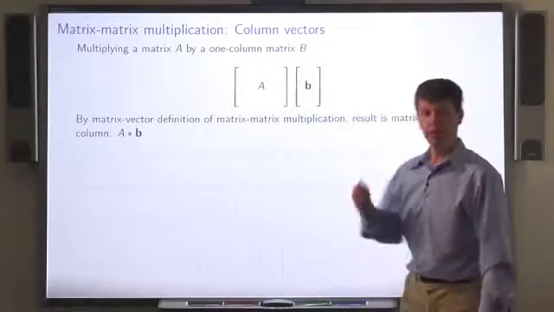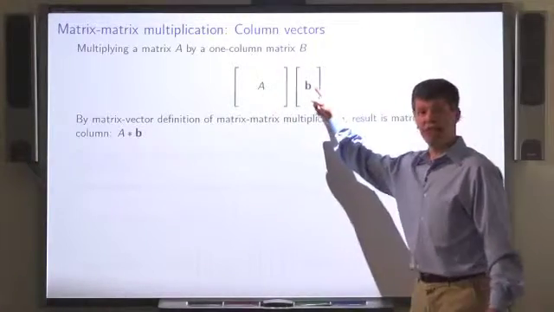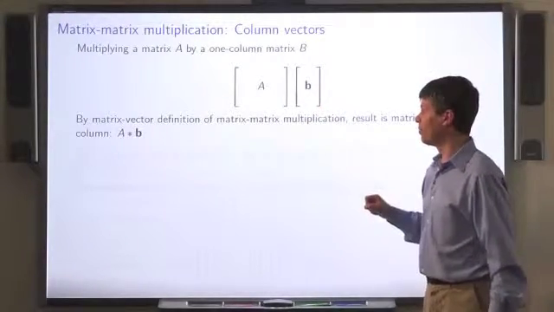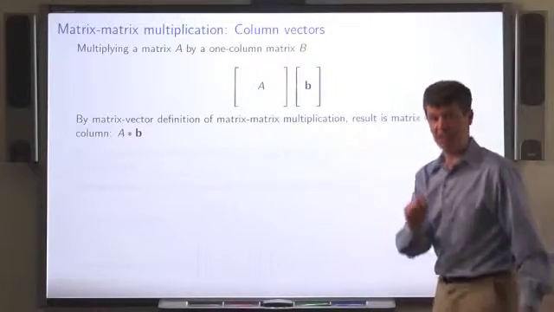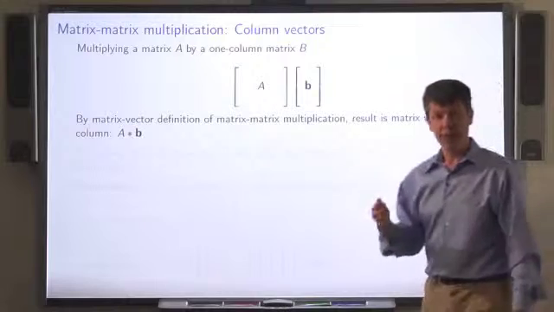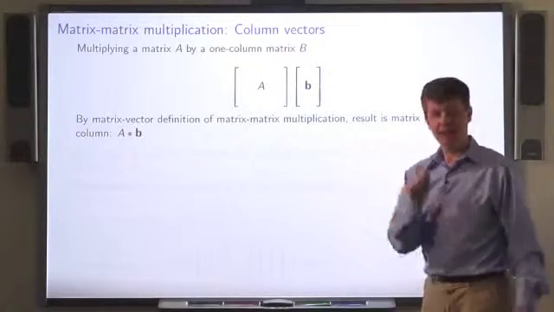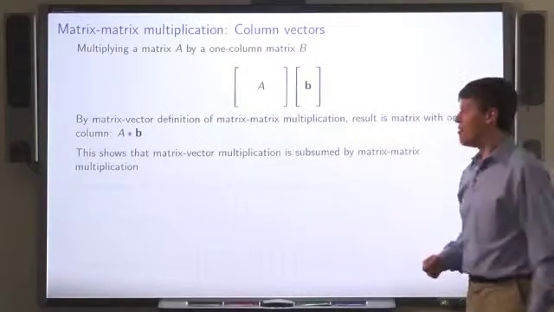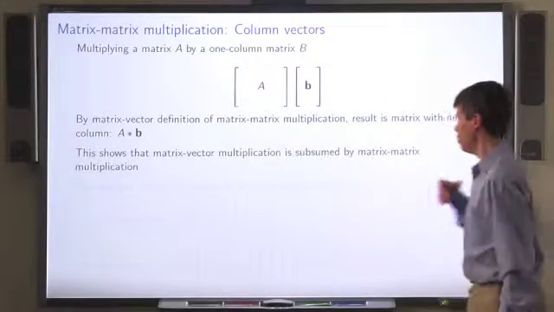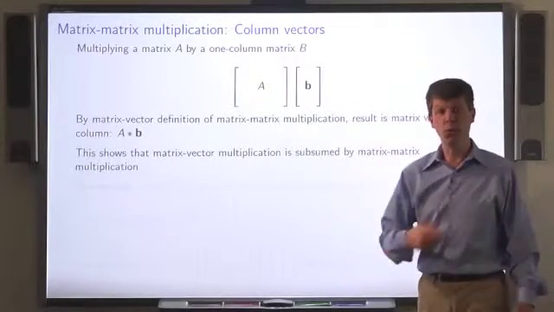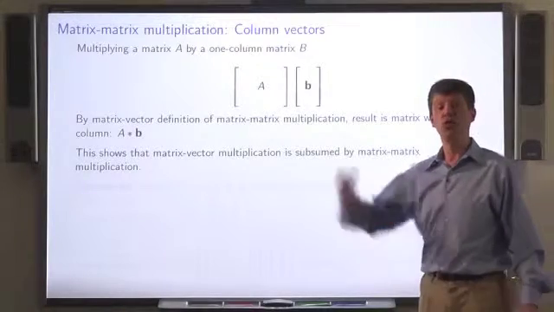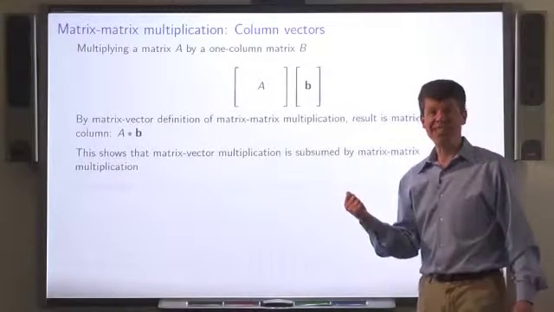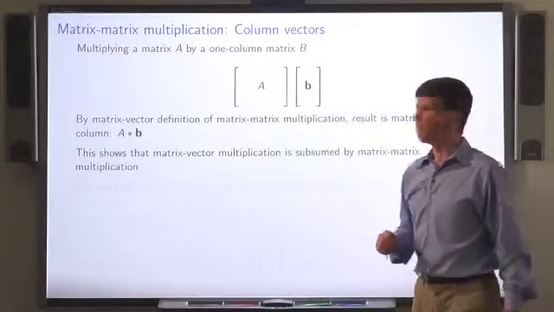Let's see what happens when we multiply a matrix by another matrix that happens to have a single column. Let's call the column B. By the matrix-vector definition of matrix-matrix multiplication, the result is a matrix with a single column, and that column is the matrix-vector product A times B. This shows that matrix-vector multiplication is in some sense subsumed by matrix-matrix multiplication. If you want to express a matrix-vector product, you can always formulate it as a matrix-matrix product where the second matrix is actually one column wide.